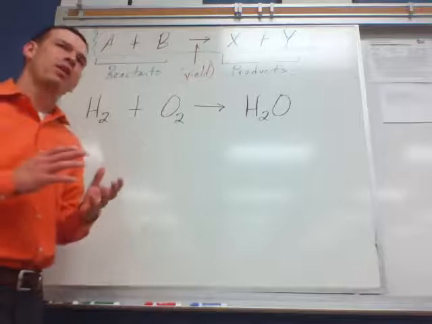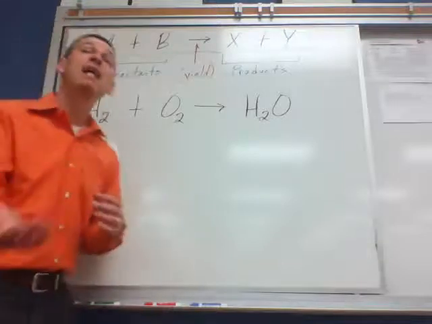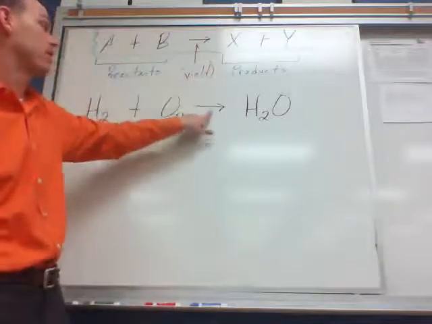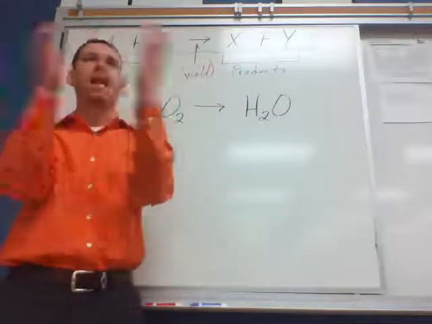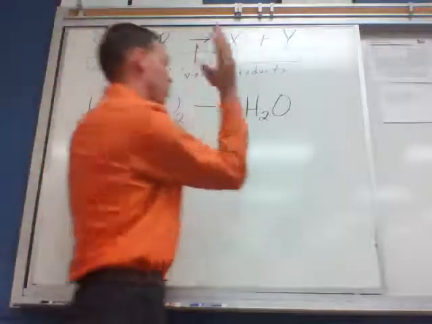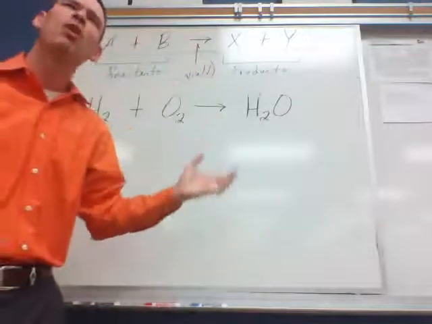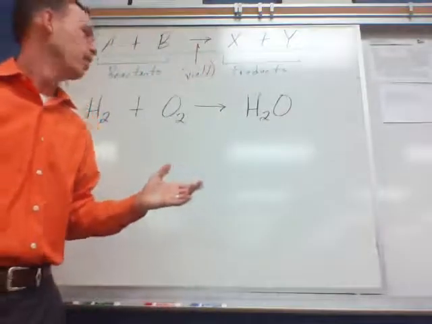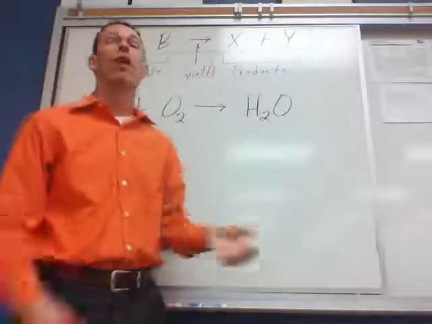Look at the oxygens on both sides. All right, now when I say both sides, we're divided by the yield sign. The yield sign is what divides reactants from products. I'm telling you, you need an equal number of reactants to the products. Do you see the problem with the oxygens? There's 2 over here and 1 over there.